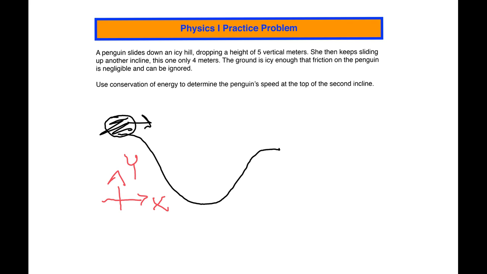Now what we're interested in is the penguin's speed at the top of the second incline, so that's right here. The two positions that we know the most about are its initial position here. We're going to call this the initial spot, make an I for that. And then we want to know something about its final position here. And this is going to help us determine what type or types of energy the penguin has at those different locations by clearly stating what is the initial position, what is the final position.